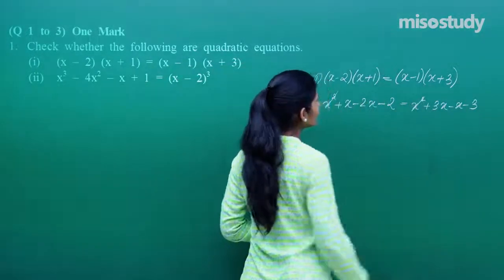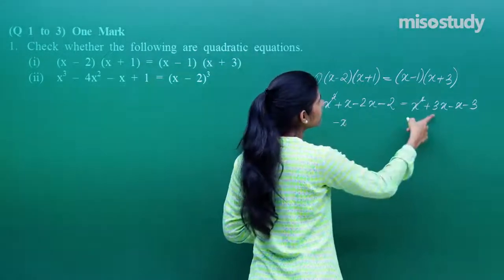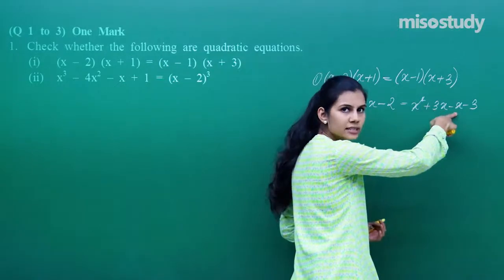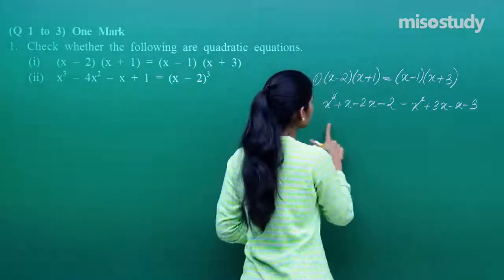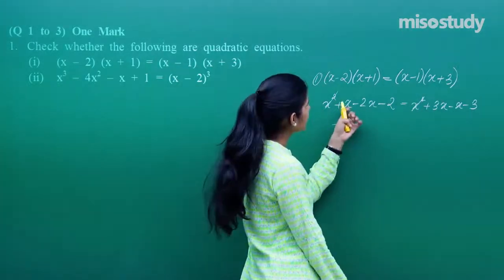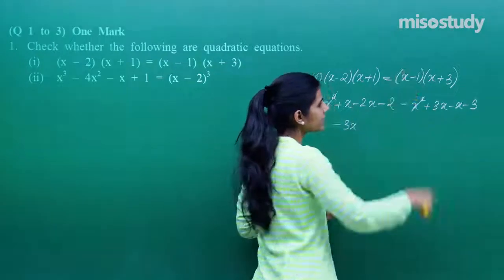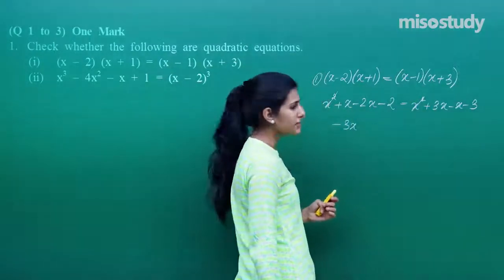x square cancels out from both sides. You have x minus 2x, that is minus x. 3x minus x is 2x. Here it is minus 2x. So you are left with minus 3x, because it is x minus 2x. x minus 2x is minus x. Minus 3x is minus 2x. Minus 2x plus x is minus x.